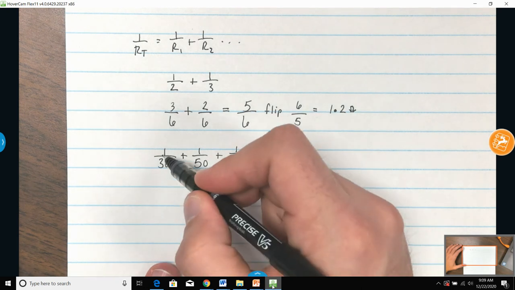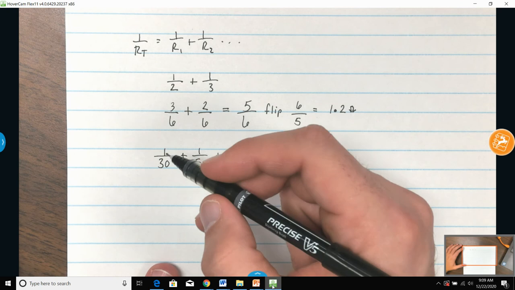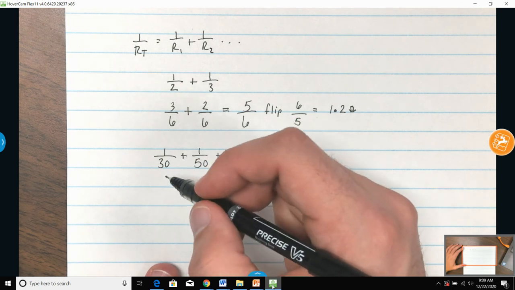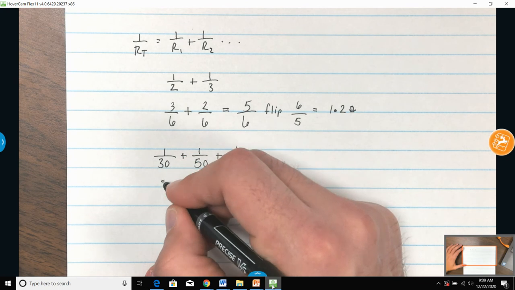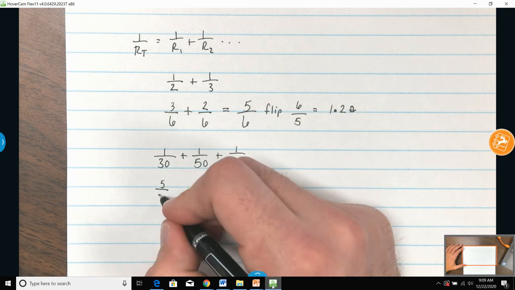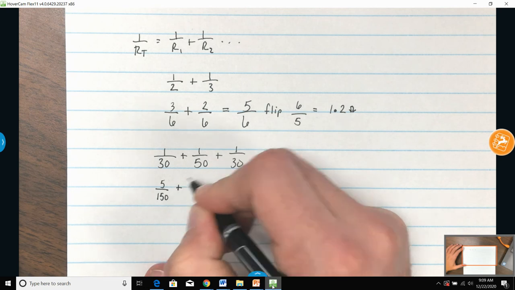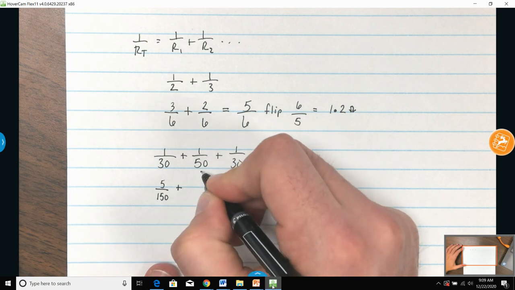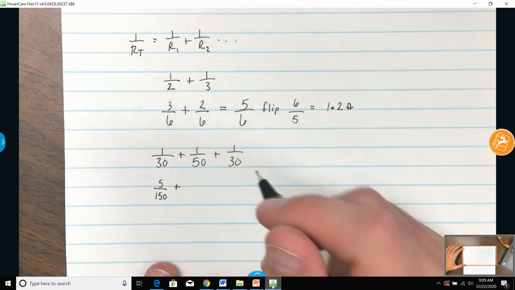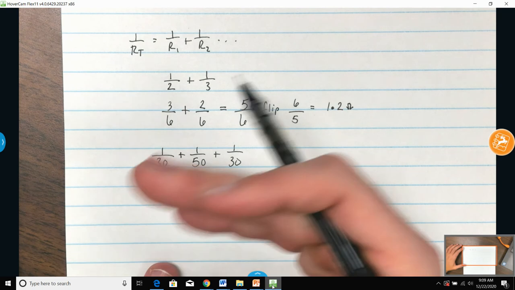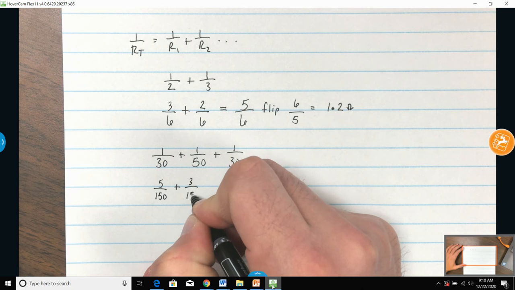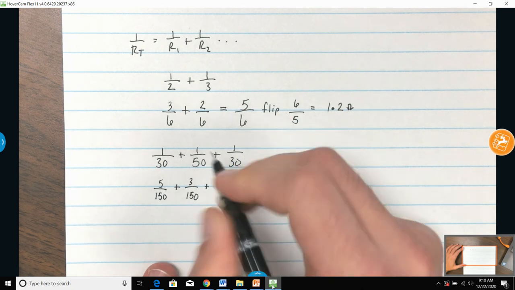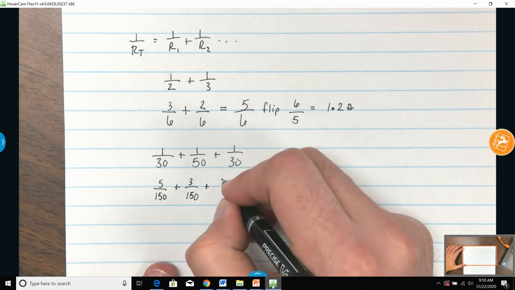So what times 30 would give me 150? 5. So I multiply both top and bottom by 5. So I would do 5 over 150 plus something over 150. What do I multiply 50 by? 50 times 2 is 100, so 50 times 3 would be 150. So you multiply the top by 3 and the bottom by 3. Do the same thing over here, just like the first one.